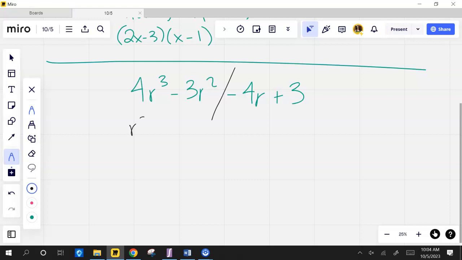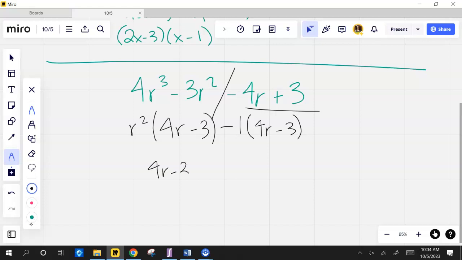R squared. What's left? 4r minus 3. The middle sign stays. What can I take out of those last two? Nothing. So I hold the place with what? 1. And what's left? 4r minus 3. And so now I have 4r minus 3.